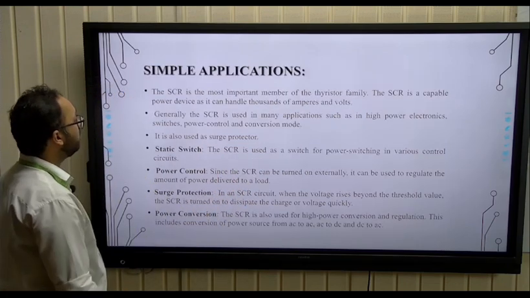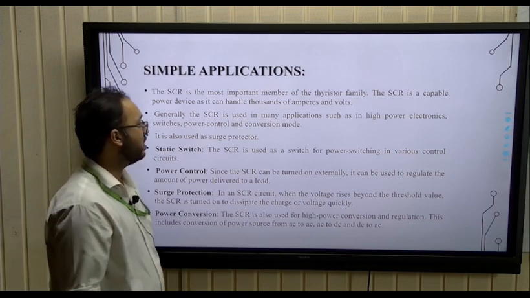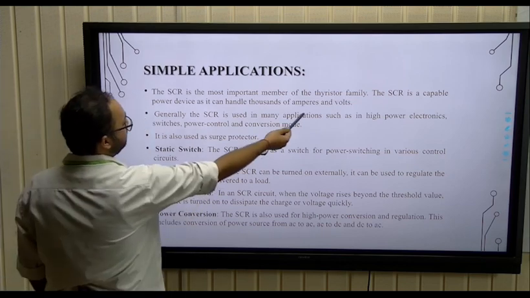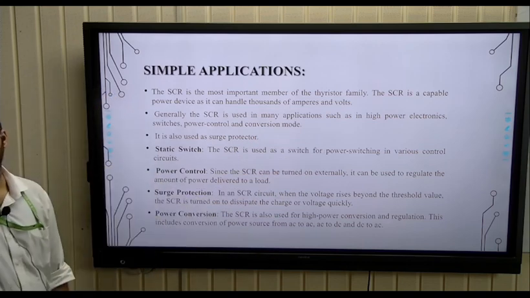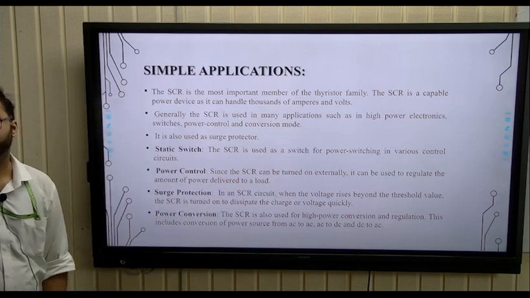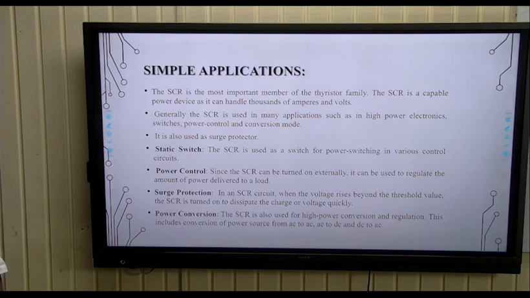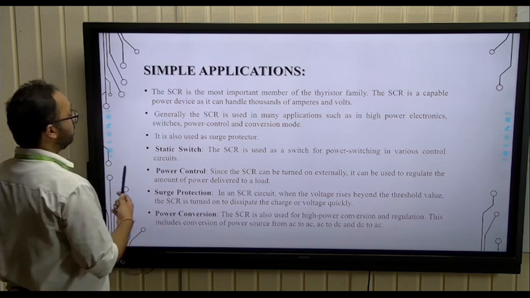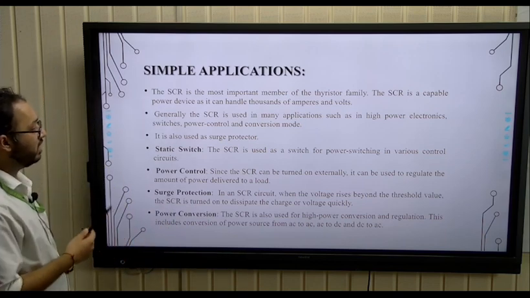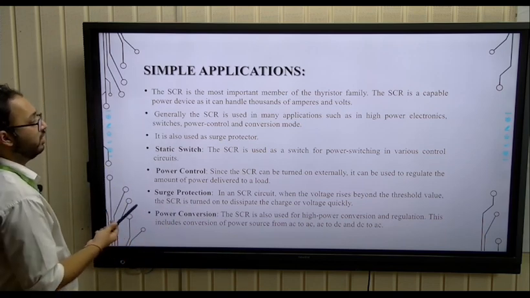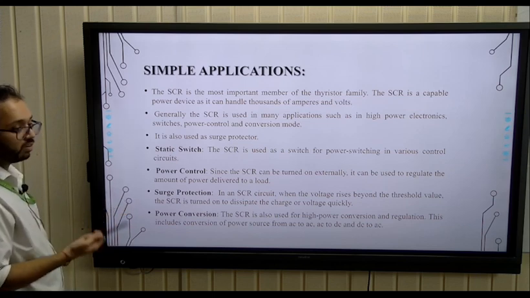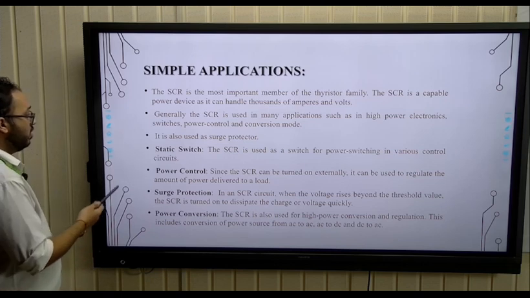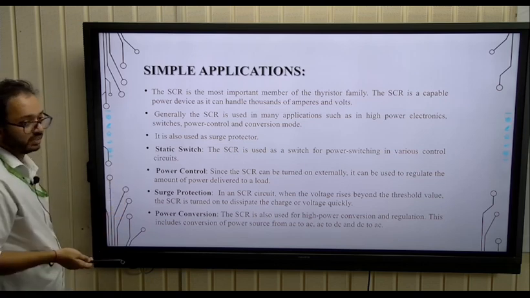Now, if we come to the simple applications of SCR, then SCR is able to handle thousands of amperes and volts. That is why we say we have a power electronics or power device, because it can handle thousands of amperes and thousands of volts. Generally, when we use SCR, we use it in higher power electronic devices, or in power controlling or conversion mode. It can also be used as a surge protector.